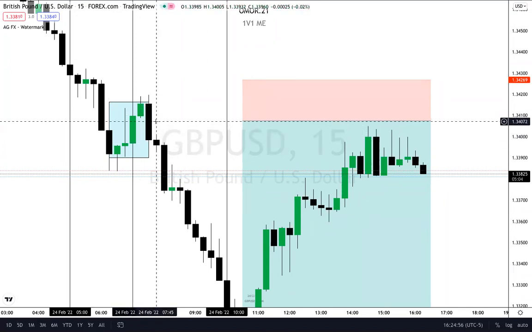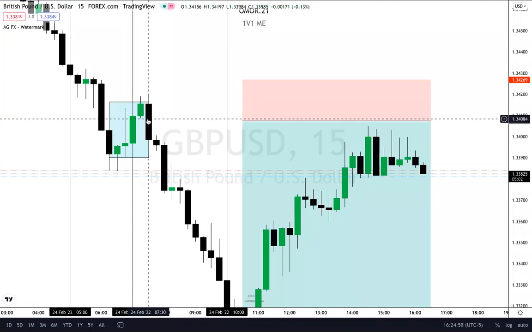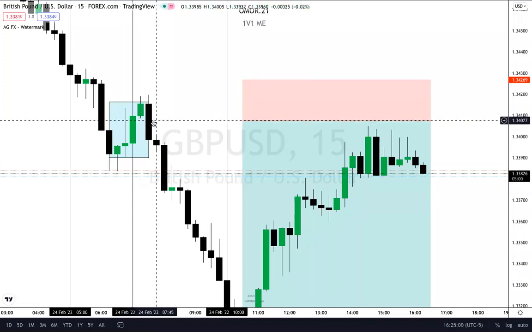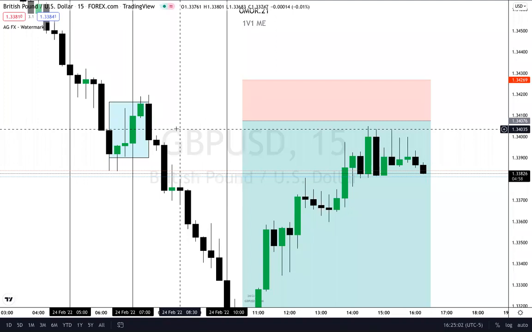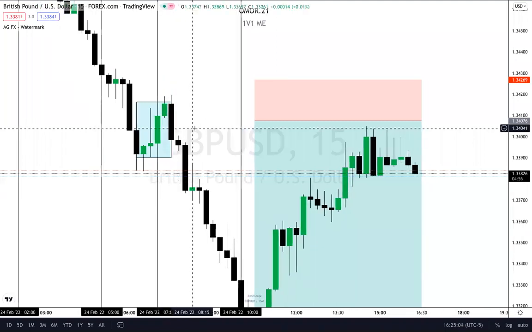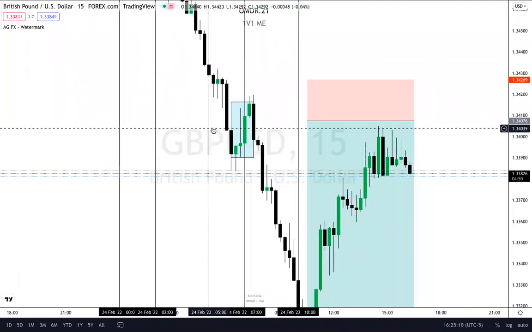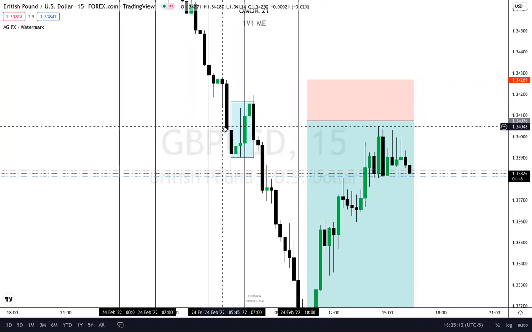You'll see my entry is just shy of this order block entry. It's closer to the 50% of this candle because I wanted to see the 50% of this candle get tested, because that's the fair value of the imbalance. The price didn't really get off there. I don't think it's going to come back there.